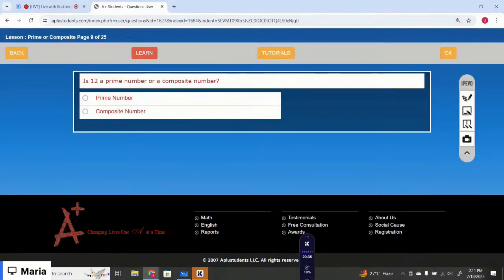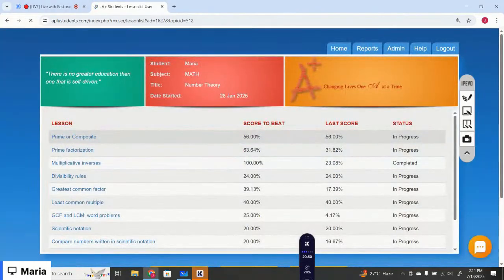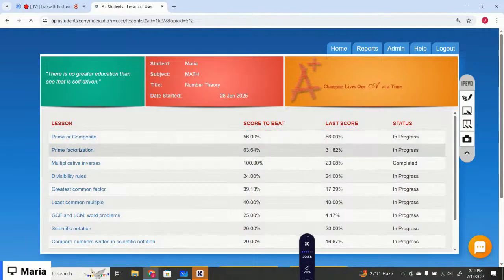Is 12 a prime number or a composite number? 12 is a composite number. Okay, you can complete the lesson by yourself later today. Let me just move on to the next lesson. The next lesson is prime factorization.